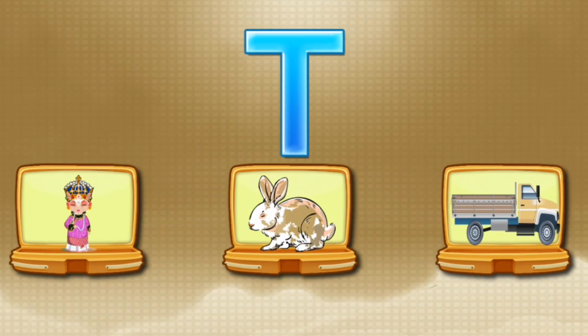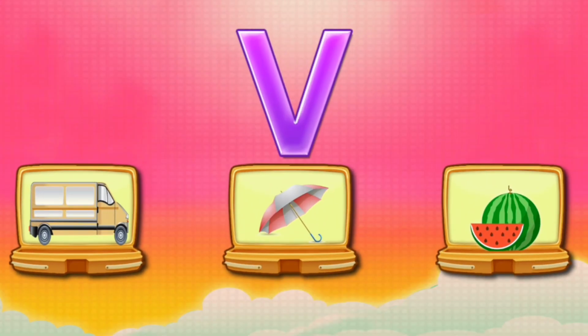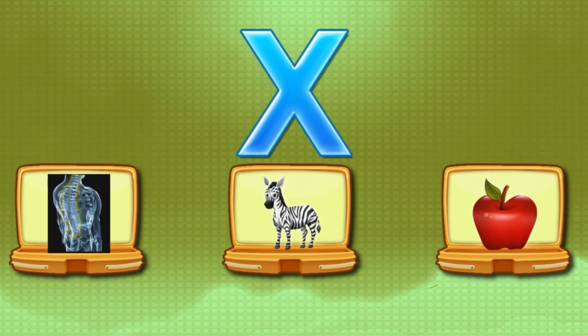T for Truck. Guess in the below picture. U for Umbrella. Guess in the below picture. V for Van. Guess in the below picture. W for Watermelon. Guess in the below picture. X for X-ray. Guess in the below picture.